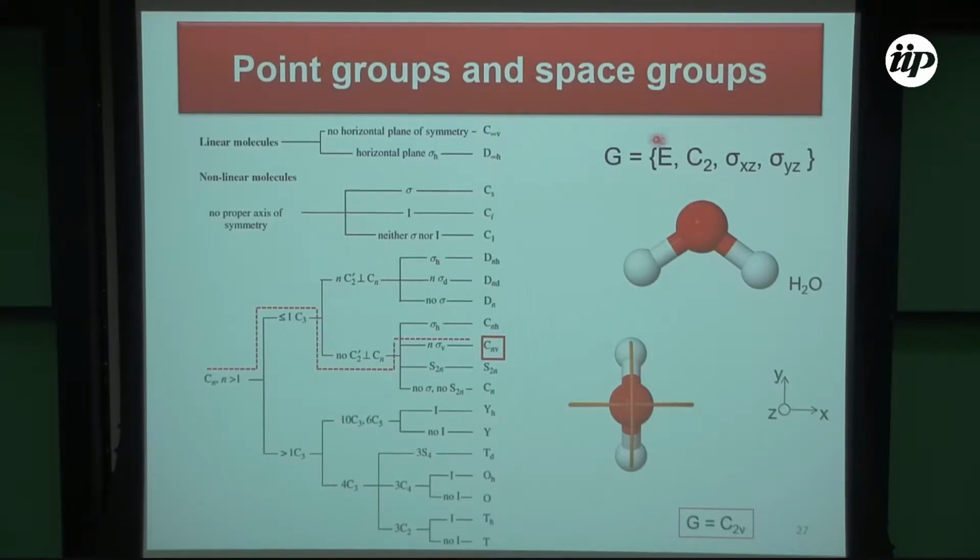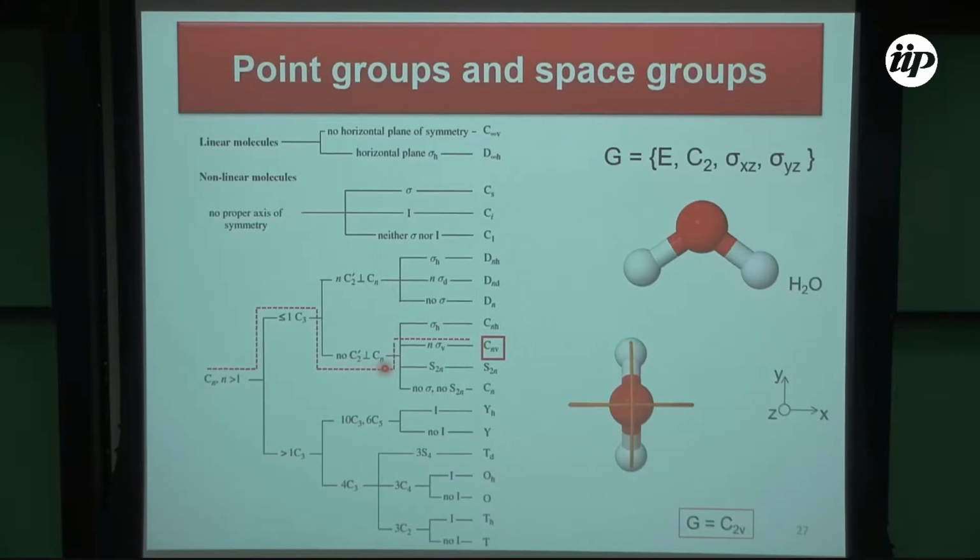And then, for example, this molecule here, then you have this kind of schema here. I will show how to do it. Do we have a CN axis, N larger than 1? Yes, this is true. This is a C2 axis. Then we go here. Is it smaller or equal to C3? Yes, that's true. It's a C2, it's not larger than C3, so it's smaller or equal to C3. Is there a C2 perpendicular to this main axis? No. This is the only C2 axis here.